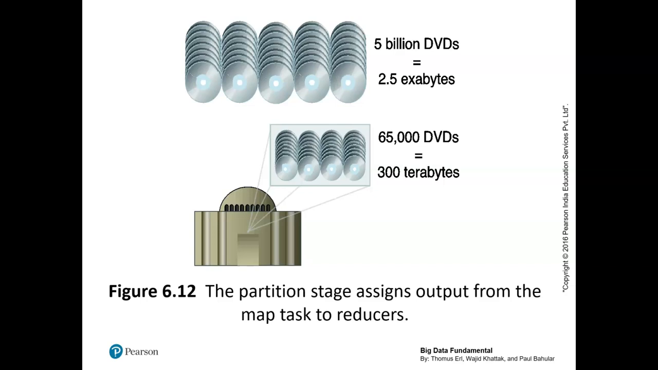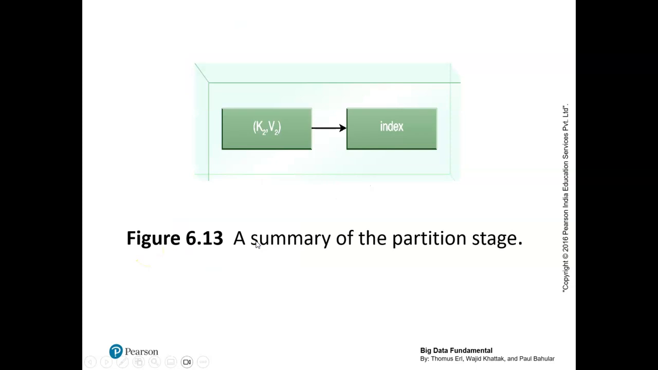It means that 5 billion DVDs is equal to about 2.5 exabytes, and 65,000 DVDs is equal to 300 terabytes. This means that the data has been reduced from 5 billion DVDs to 65,000 DVDs. This is one of the magics of MapReduce, which does this for the data.